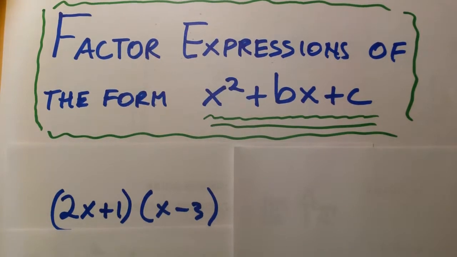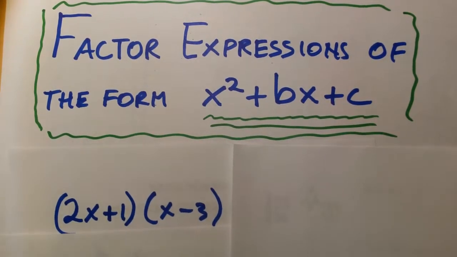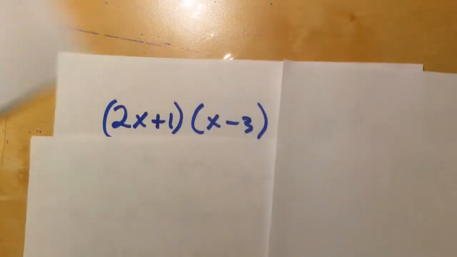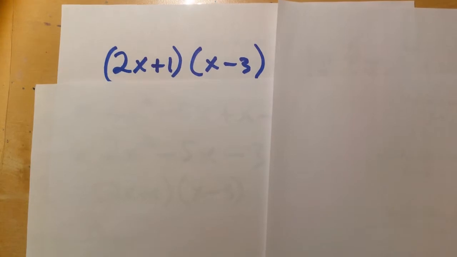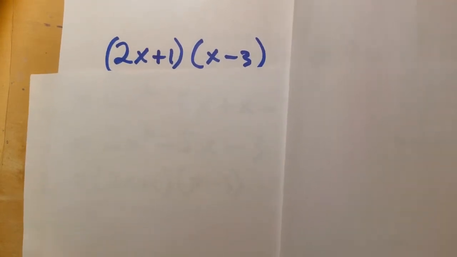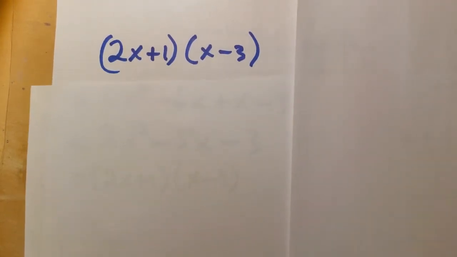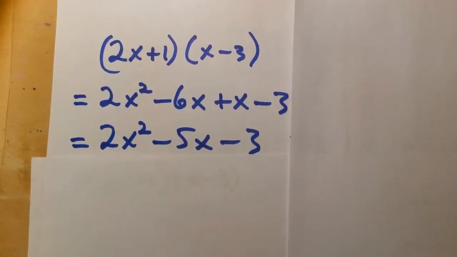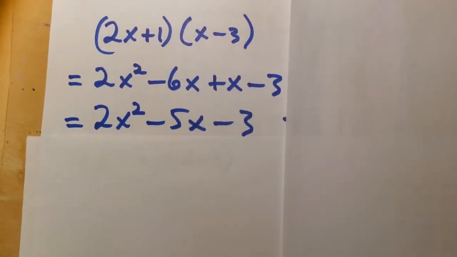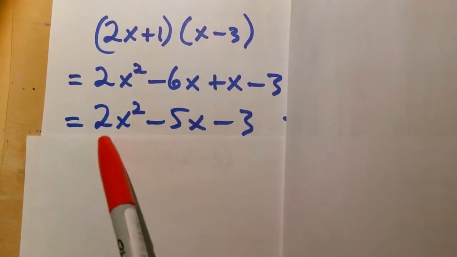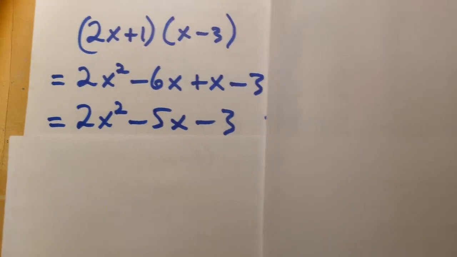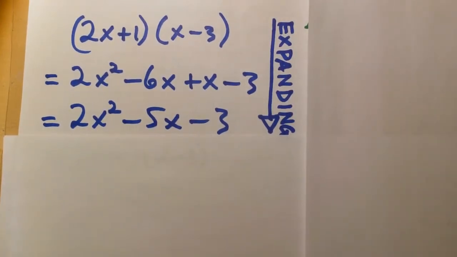So we all recall this: when we get a product of two binomials, such as 2x plus 1 times x minus 3, we multiply these two using the distributive law, we end up with that, and then we collect the like terms. That's our final expression. This is obviously a quadratic expression. So essentially what we've done here is expanding.